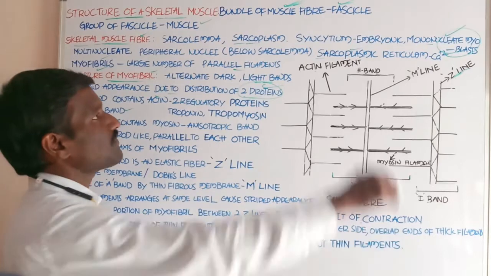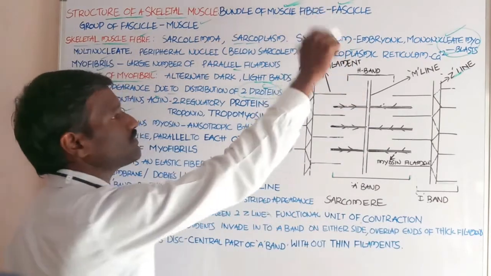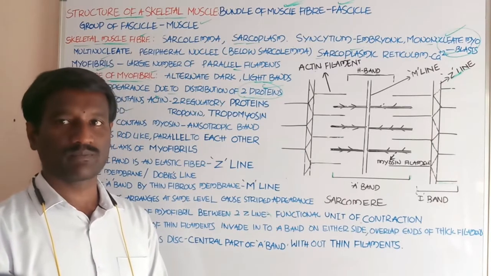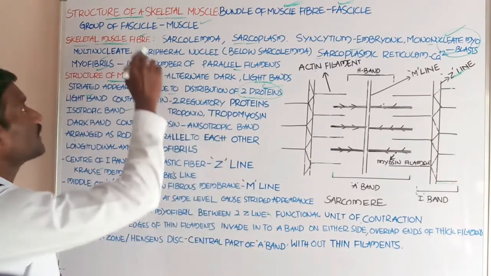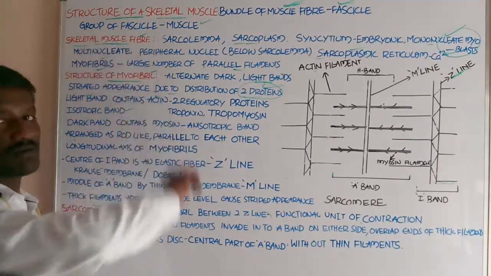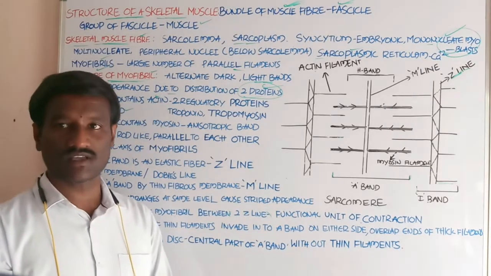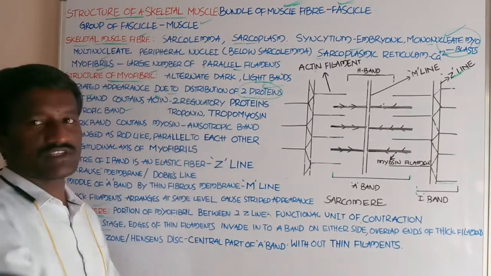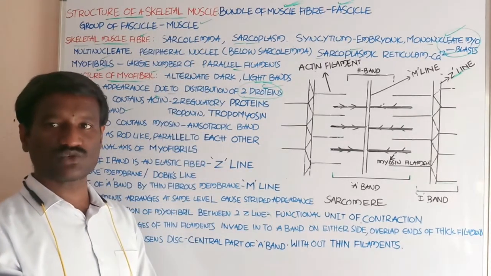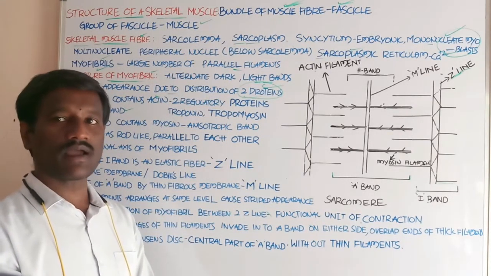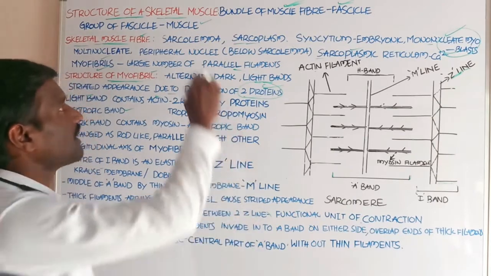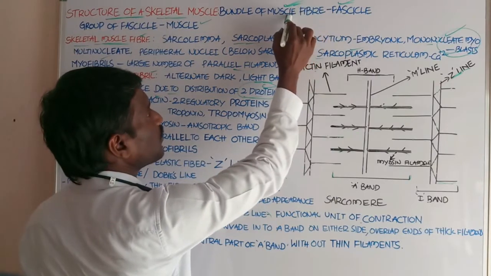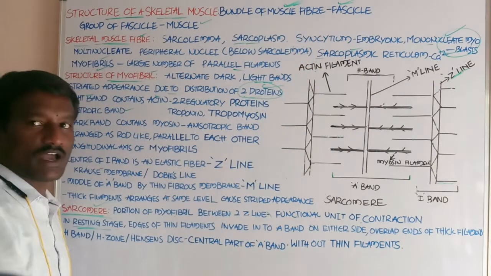A fascicle covered with a connective tissue sheath is called perimysium. And a group of fascicles, bundles of fascicles, forms the muscle, which is covered with a connective tissue sheath called epimysium. A muscle consists of fascicles, and each fascicle consists of a large number of muscle fibers.